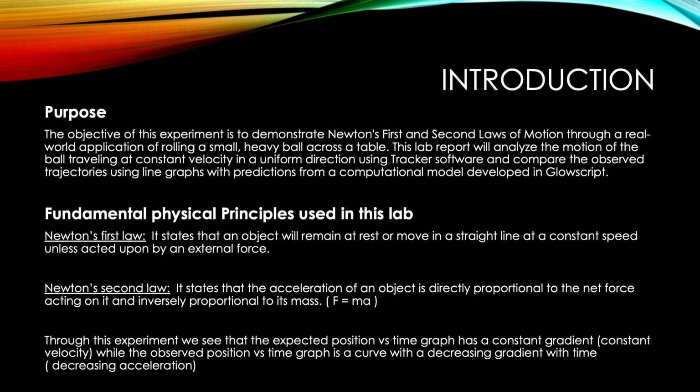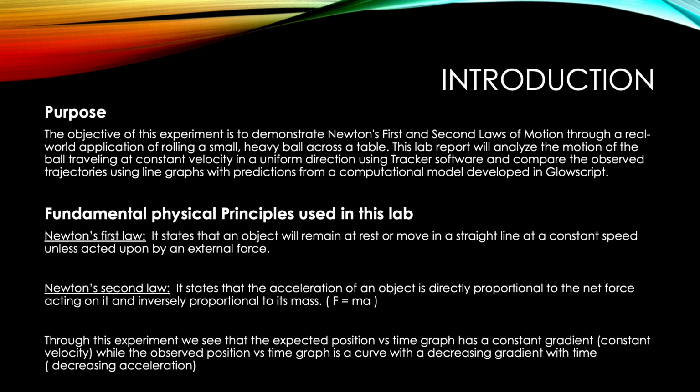Introduction. What is the purpose of this experiment? The objective of this experiment is to demonstrate Newton's first and second laws of motion through a real-world application of rolling a small, heavy ball across a table. This lab report will analyze the motion of the ball traveling at constant velocity in a uniform direction using Tracker software and compare the observed trajectories using the graphs with predictions from a computational model developed in GlowScript.